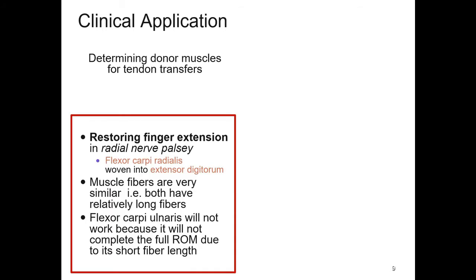So what is the clinical application of knowledge about the factors that affect joint excursion? One application is in determining donor muscles for tendon transfers. For example, in radial nerve palsy, finger extension can be restored by weaving the flexor carpi radialis into the extensor digitorum. The flexor carpi radialis is chosen because it has similar shortening ability.